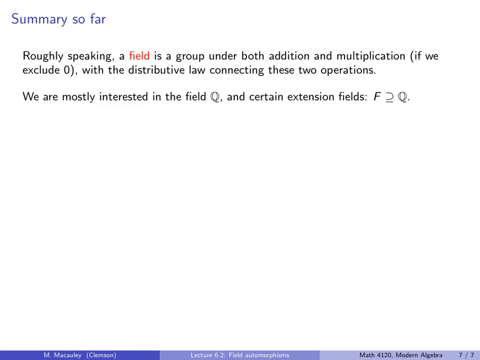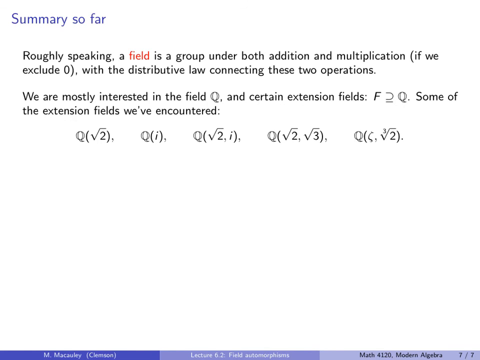Now we can do this whole thing over finite fields like Z2 and Zp, and we can get a lot of the same results, and sometimes they're a little bit different, but this is the best way to begin, and that's all we are going to look at, and it's probably the most relevant because it's directly applicable to things like the quadratic, cubic, and quartic equations and the non-existence of a quintic equation. Some of the extension fields that we've encountered include Q adjoined root 2, Q adjoined i, Q adjoined root 2 and i, Q adjoined root 2 and root 3, and Q adjoined zeta and the cube root of 2.